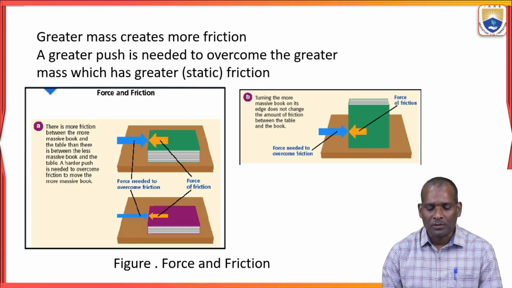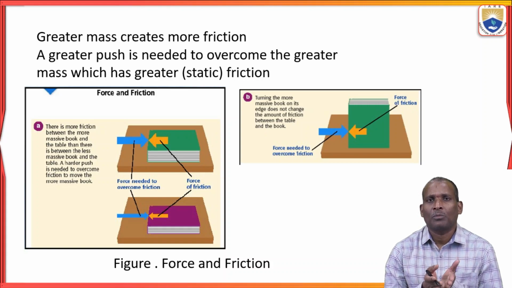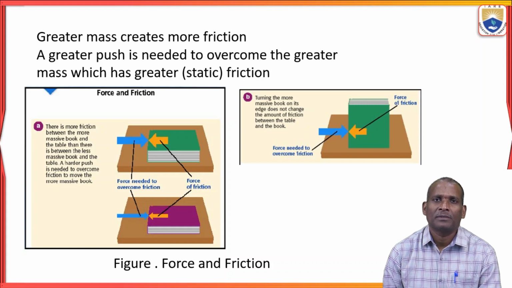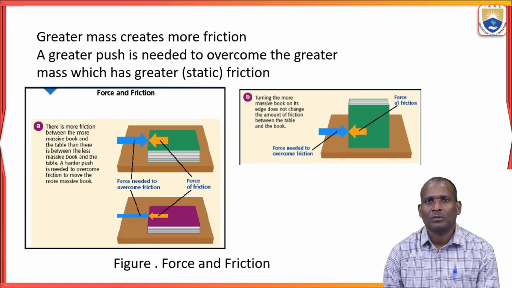Next, this diagram shows the force and friction. Already you know, greater mass creates more friction. If you apply a very high load, there is more friction. If you apply a low load, there is less friction. So a greater push is needed to overcome the greater mass, which has greater friction. That is static friction.